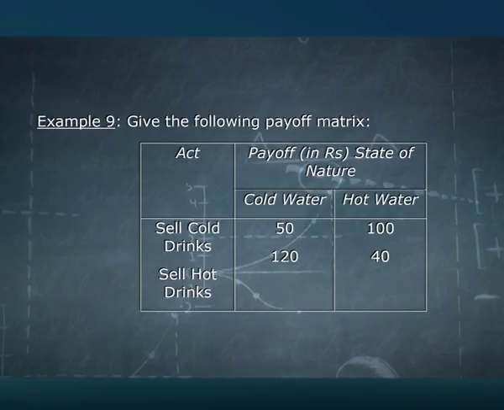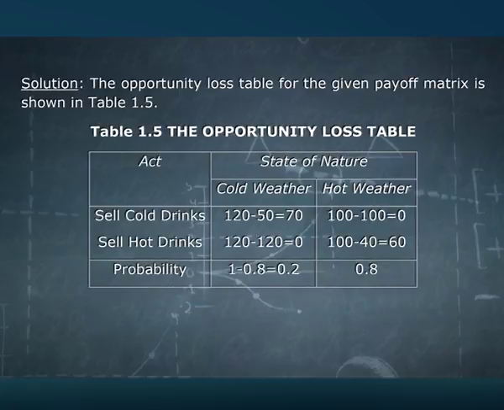Now, we'll see an example here. Given the following payoff matrix and given that the probability of weather being hot is 0.8. Set up the opportunity loss table and compare the opportunity loss of each action. Select the best act. Let's see the solution.